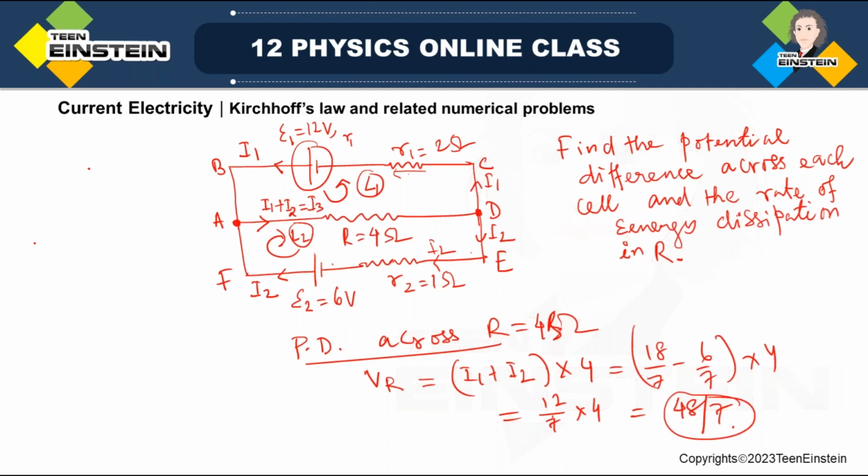Now power dissipated across R. So power dissipated across R will be I square R. So what is the current? Current is 12 by 7. And what is the resistance? Resistance is 4. Okay, this is 144 by 49 into 4.